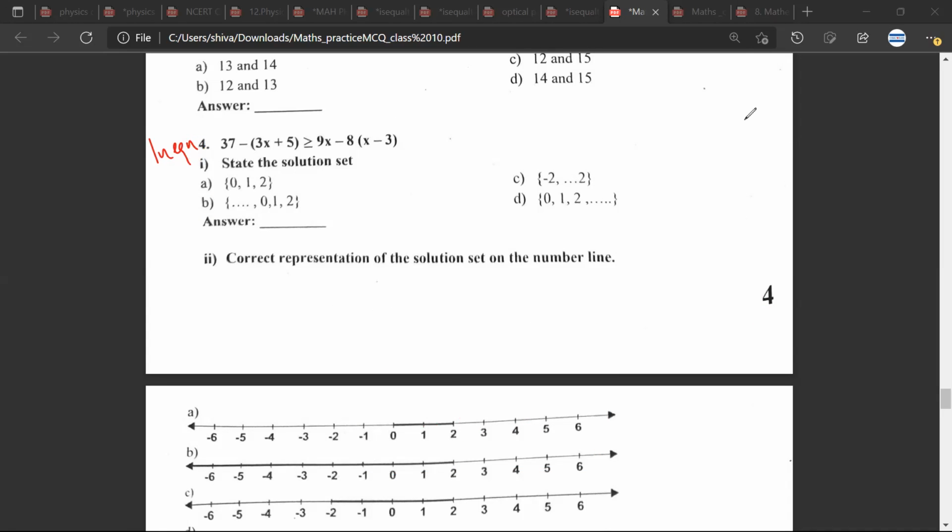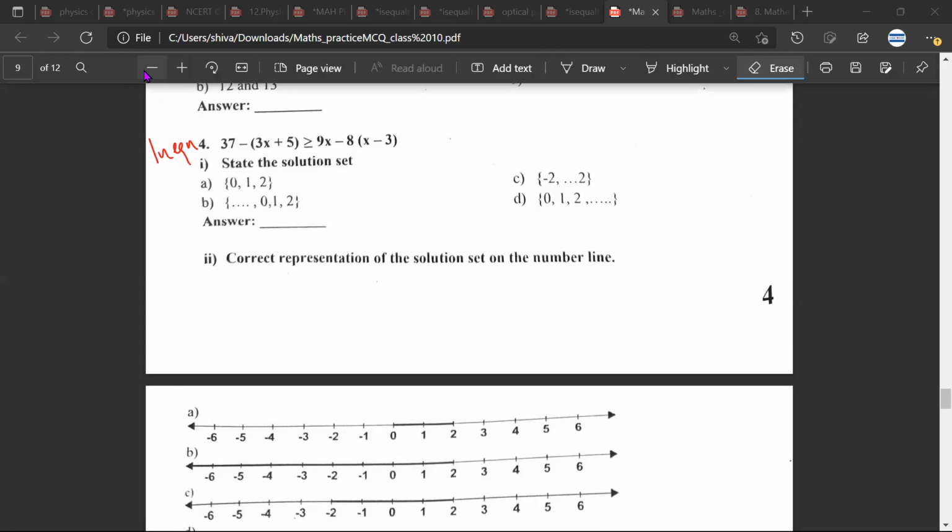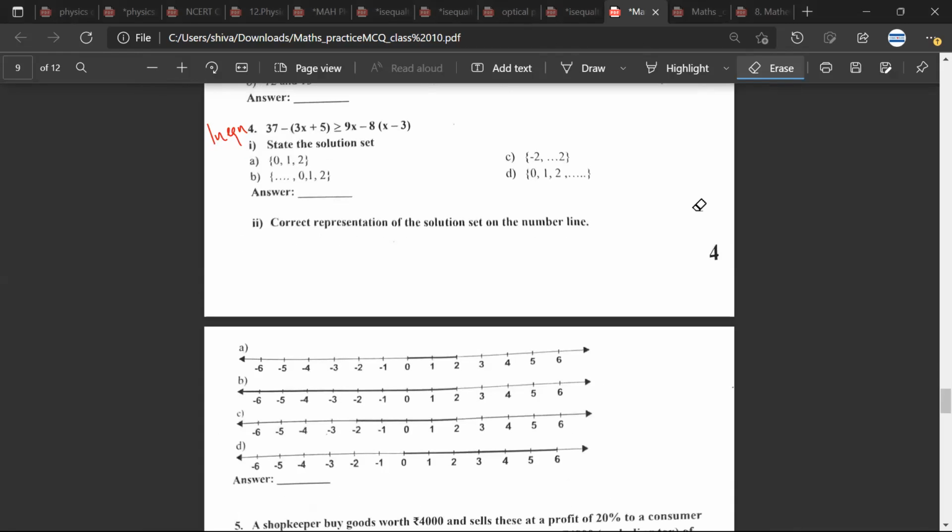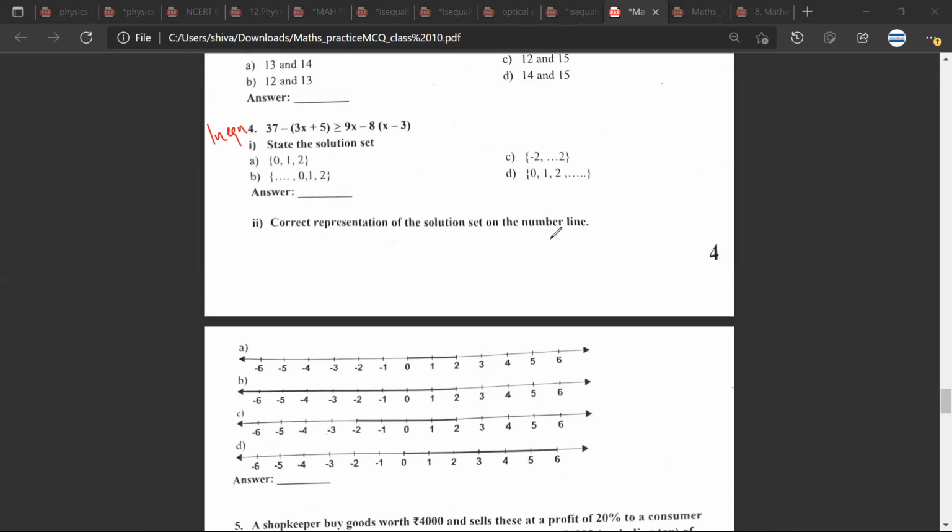And the second part is, how do we plot this on the number line? So what should be the correct answer? B. Less than 0, 1, 2. Though x is not mentioned, we'll assume that x belongs to real numbers. Is it correct? Yes. So 0, 1, 2. This should be the right answer. Mr. CB, any doubt?